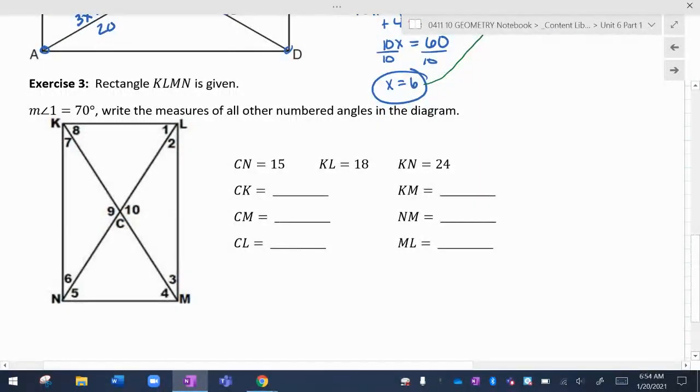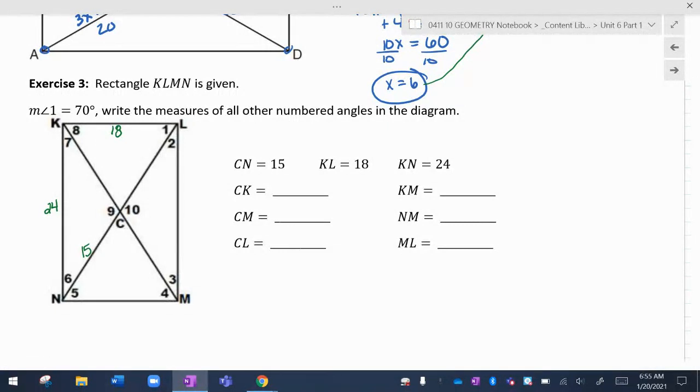Okay, and here's another one of those where I just give you a picture and I say, hey, here's a picture. Have at it. So I'm going to have at it. CN is 15. All right, CN is 15. So I'm going to put that on that diagonal there. And then KL is 18. KN is 24. And they want me to find a bunch of other stuff.